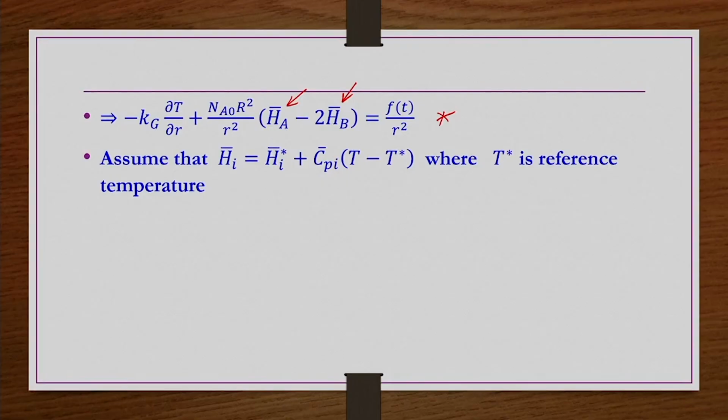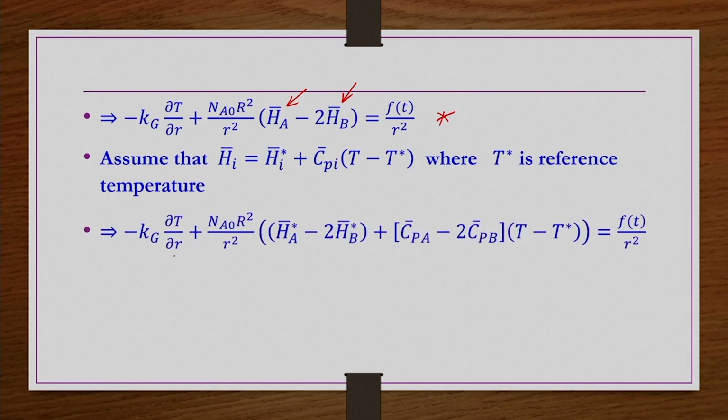So, assume that H_I bar is nothing but H_I bar star plus C_PI bar delta T, where delta T is nothing but T minus T star, some reference temperature, let us assume. So that this equation we can write: minus K_g dT/dR plus N_A0 R square by r square multiplied by H_A bar minus 2 H_B bar with stars, plus C_PA bar minus 2 C_PB bar multiplied by delta T, that is T minus T star. This delta T is only for this C_PA bar minus 2 C_PB bar, equals F(t) by R square, as it is.